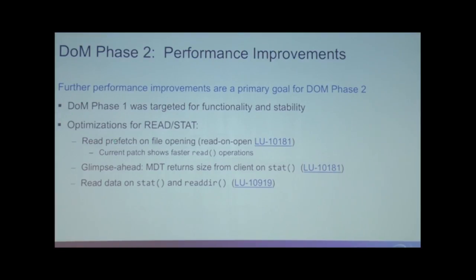And then the third one, which is the middle bullet, is glimpse ahead. Glimpse ahead basically allows the MDT to return size from the client on stat, which saves RPCs as well. This work is LU10181 as well, and there is a patch in flight for this. It's not quite as mature as read on open, but it is available, and you can certainly try that and provide input to it as well.